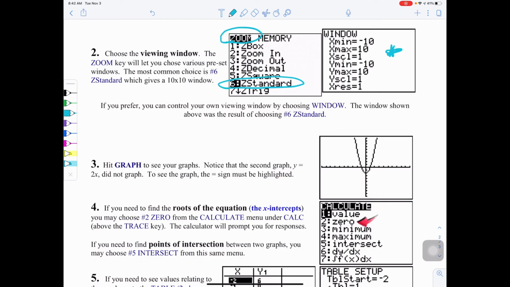Okay, now for number 3. Anytime you get away from the picture of the graph, you can always hit the graph key again to see your graphs. So again, when you originally graph it, I want you to hit zoom 6 standard, but then as you're moving around doing other things on your calculator and you just want to refer back to your graph, you can use the graph button. Number 4 says you can find the roots of the equation if you'd like to. There's a calculate function. I will be talking more to you about this as we get closer to needing things like roots and intersections.